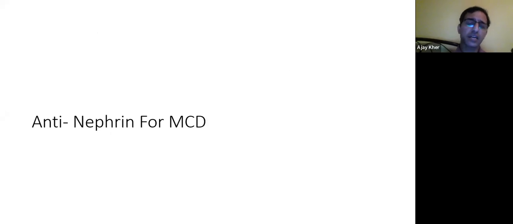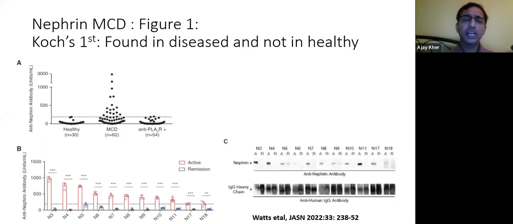Now let's look at the paper that came out in JASN that talks about anti-nephrin for minimal change disease. This is the classic figure 1 that you will see across all studies that are trying to prove a cause and effect. And this is trying to prove Koch's postulate 1, which is that it is found in the diseased animals or diseased conditions, but not in healthy conditions or in other similar diseases. So in this, they took patients from the NEPTUNE cohort as well as healthy volunteers.